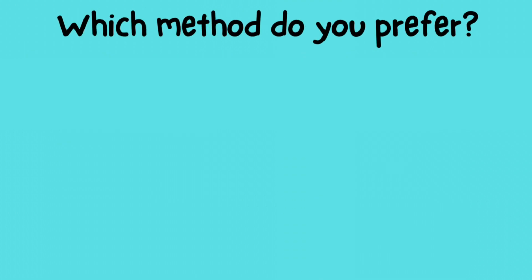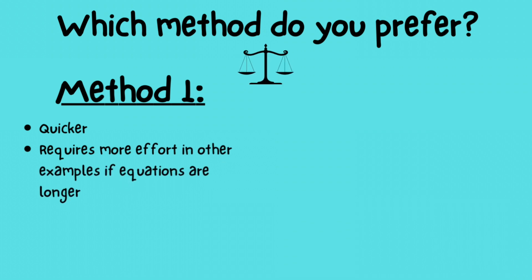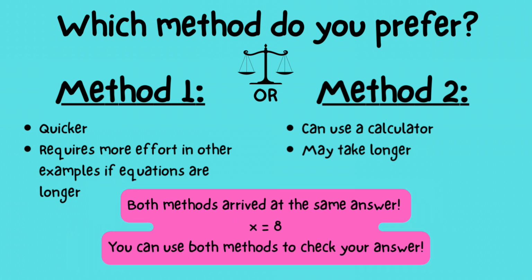Which method do you prefer? Method 1 is technically quicker, but in other scenarios, this may require more effort if the equations are longer. Method 2, you could check with calculators, but this may take longer if you have to go through each option. Luckily, in this case, we found it in option 2, but if it was option 4, it would take us longer. Regardless, both methods led us to the answer, x is equal to 8. You can use both methods to check your answer.